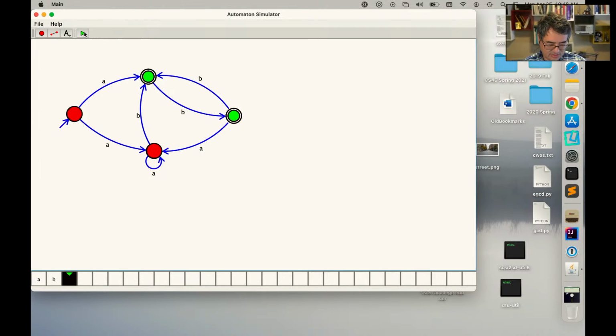A, B, A, B. And then from here, we can't do any more A's, right? That doesn't work because there's no transition coming out of this top one. A, B, A, B, B, A, B. That works. So there's an infinite number of strings that this accepts.